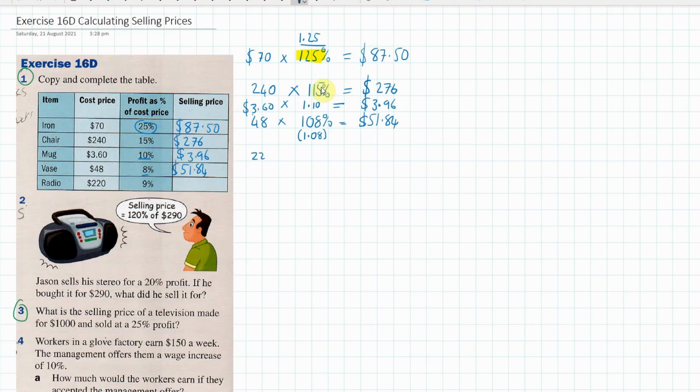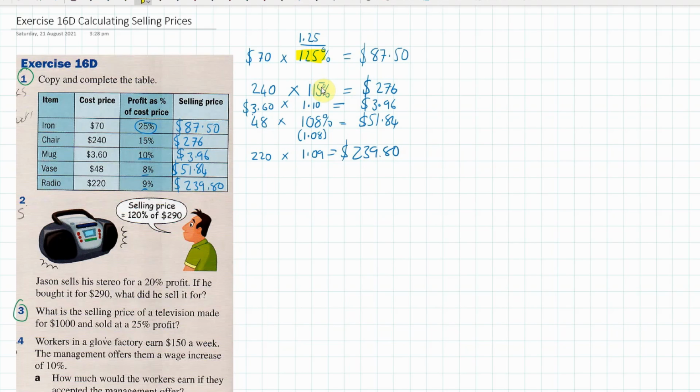The next one, $220, we're going to times that by 109%, or 1.09. 220 times 1.09 is giving me $239.80. Well, I hope I haven't made any silly errors there. I think that should be alright. And 80 cents.